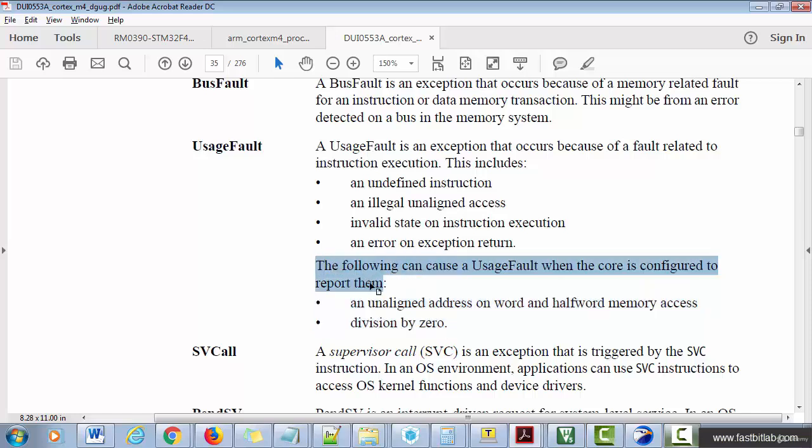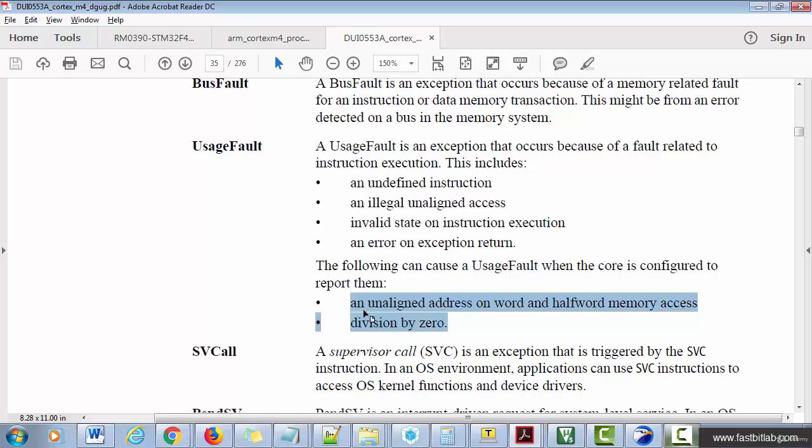The following can cause a usage fault when the core is configured to report them. That means you can configure the processor core to report these activities. So report means how? By triggering the usage fault exception. So we will do some experiments.